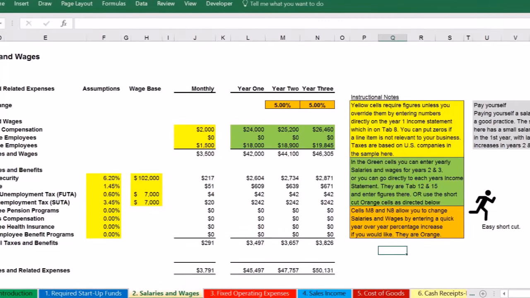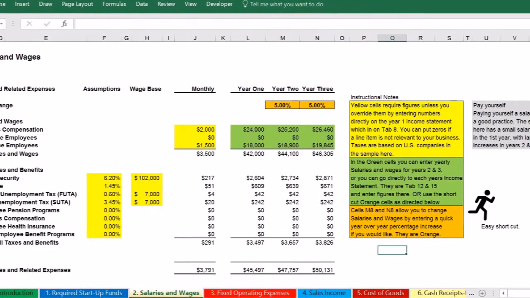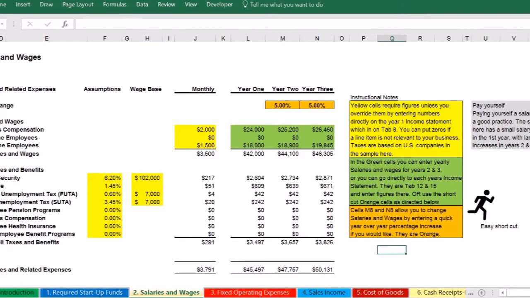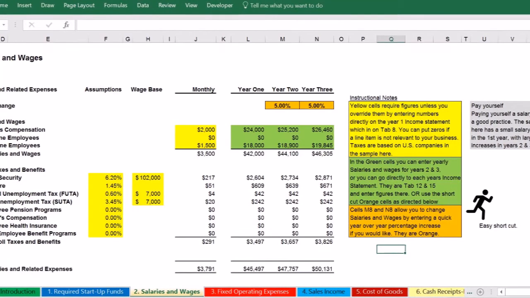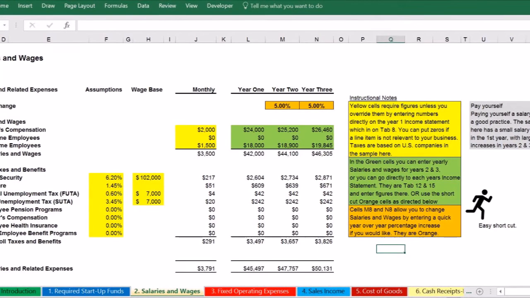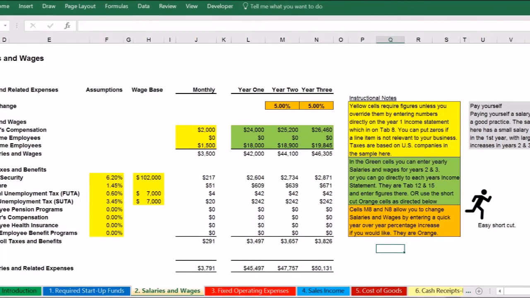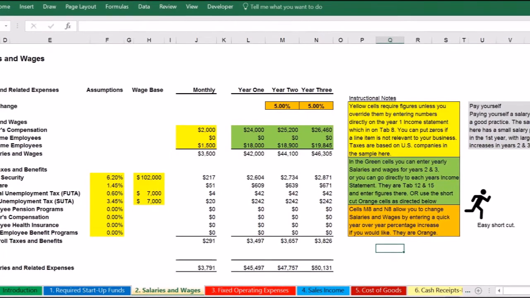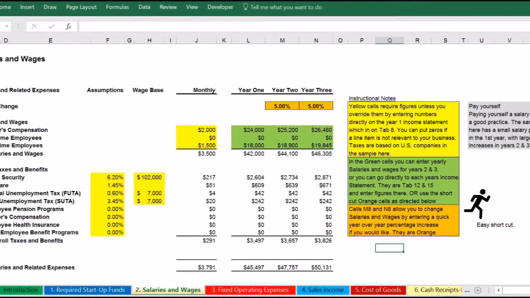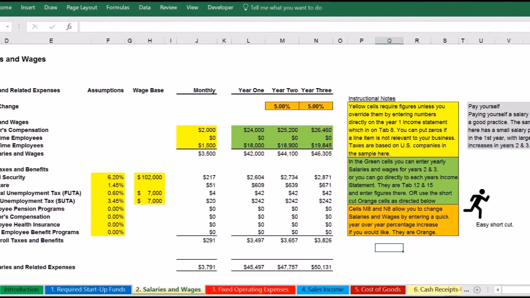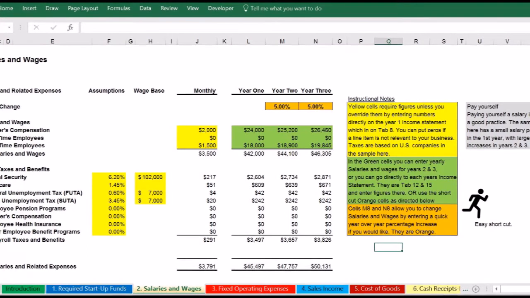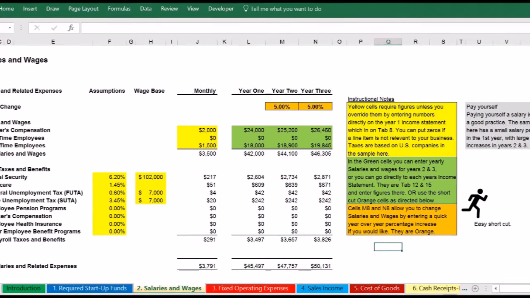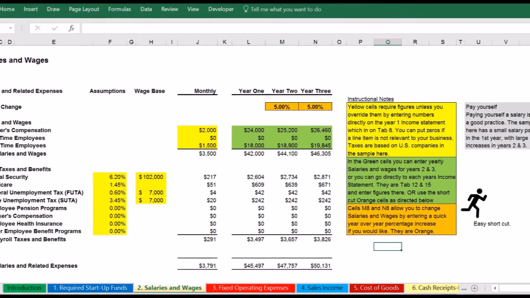Next is the Excel Workbook tab for salaries and wages. Here is where you will enter the salaries to be paid and the withholding for wage taxes. In our sample here, we are assuming that the owner is also operating the food truck and as such is drawing a small salary and has profits that can also be taken.